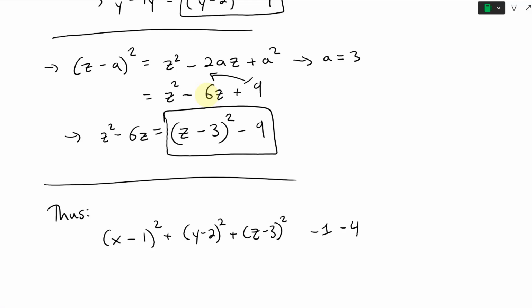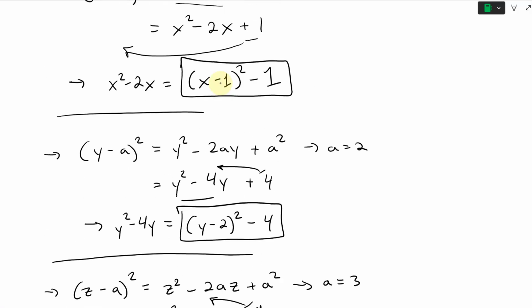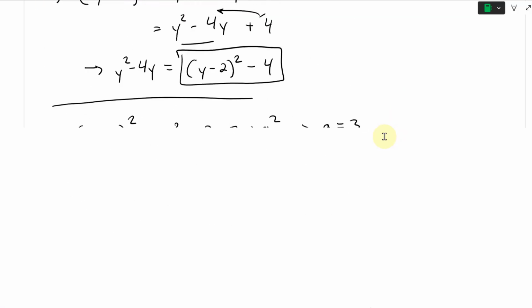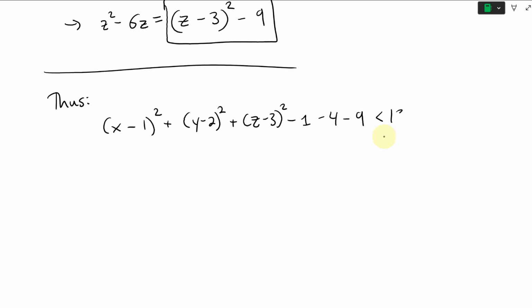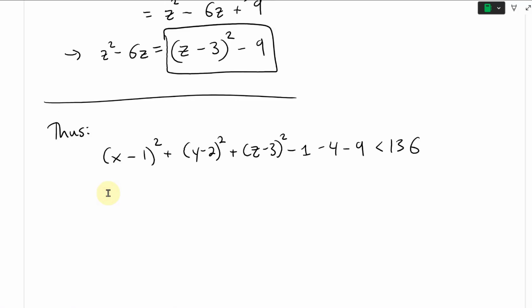And I'll just shift this over. This is negative 1, negative 4, negative 9. And this is going to be less than or equal to 136. Alright, so that is what we have.